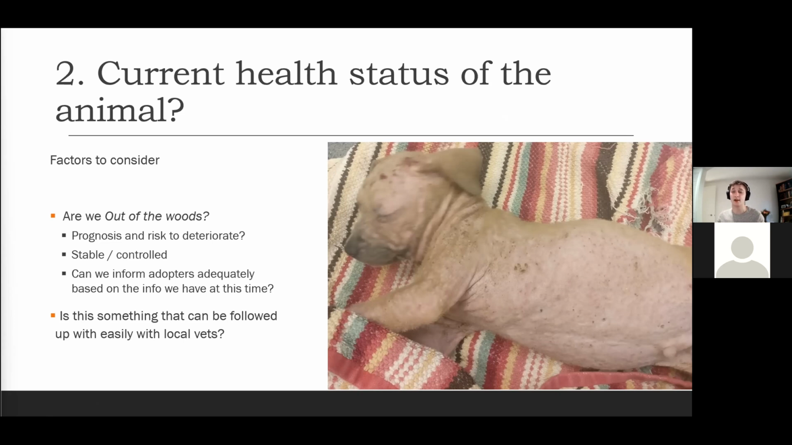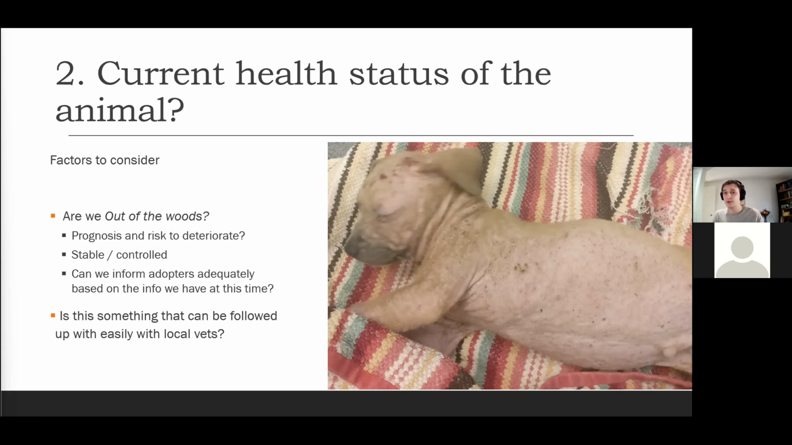So this takes into account what the image we're putting out, the type of dogs and cats that we have available in the shelter at the same time. And this might be a decision that we don't make as veterinarians ourselves alone, but we take into consideration other departments, we get their ideas, we get their input on it so that we can make an informed decision as an organization. We need to know, are we out of the woods yet? What's the prognosis and what's the risk of this animal to deteriorate? So obviously, I don't want to adopt out an animal that I think, well, he still has a 50-50 chance, but I don't know. Maybe I want to gather a bit more information at this time.